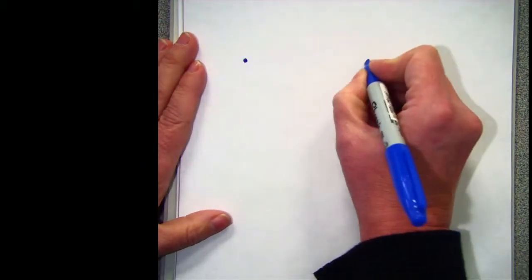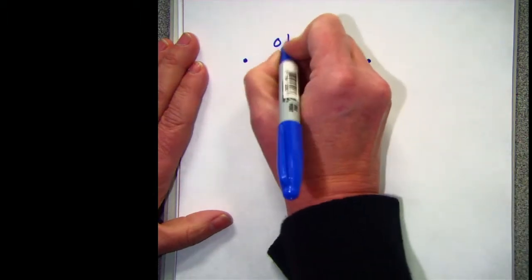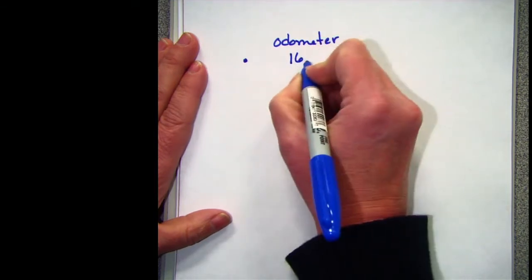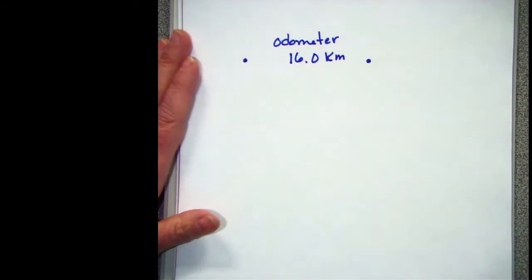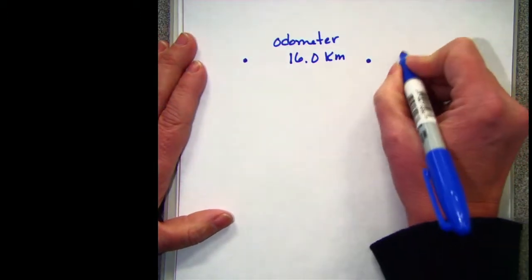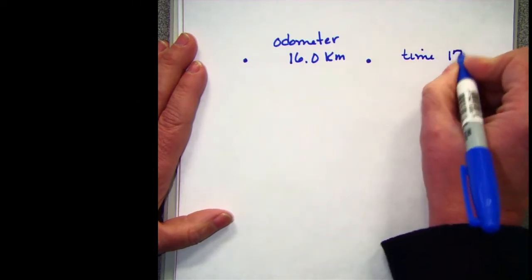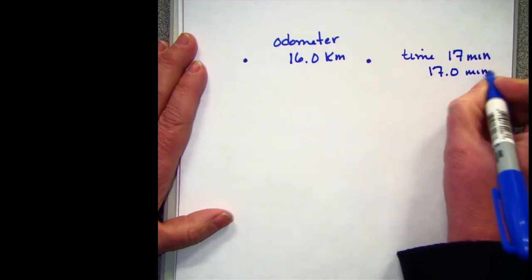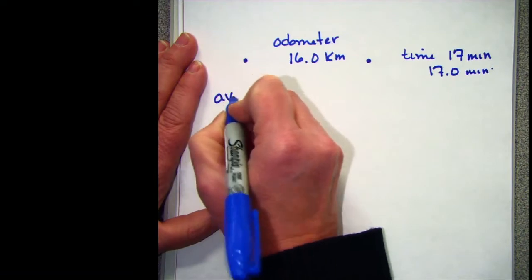So one was, depending on which version you got, it said that a student drove from one point to another, so we're driving from one point to some other point down the road. The odometer on the car read that it was 16 kilometers. We had no idea what the route was. Don't have a clue as to what the route was. And the time that it took to do this was 17 minutes. And actually it was given to you in 3 significant figures. It was 17 minutes. And we're asked to find the average speed.